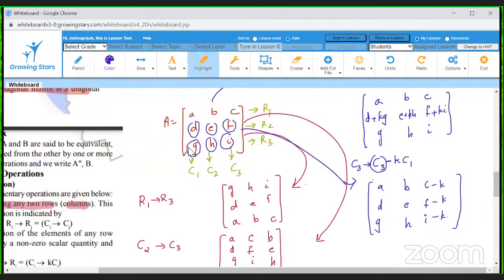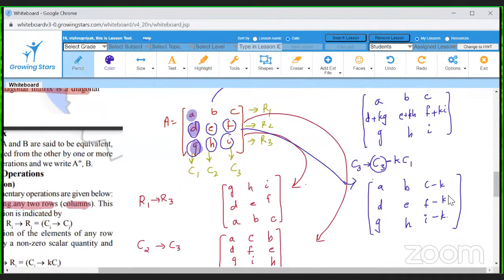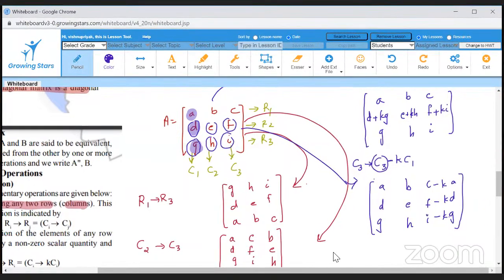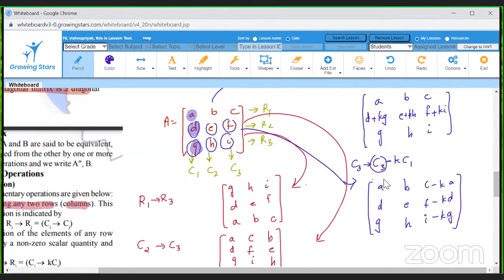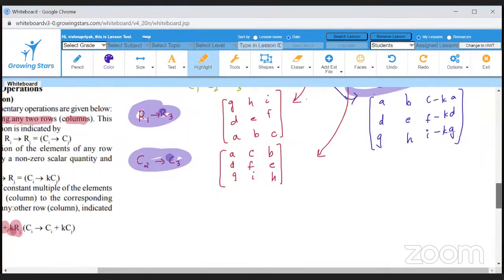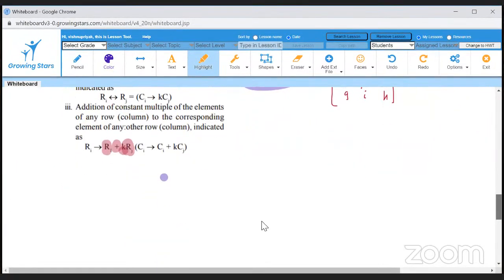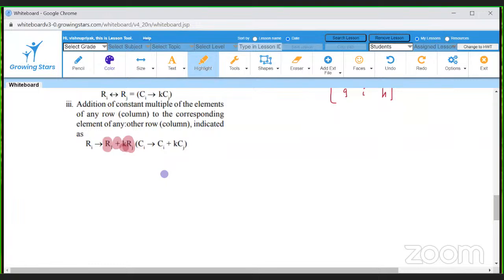What? Elements of column 1. K into A, K into D, K into G. This is how I'm changing and I'm indicating the change. I'm telling you what change I made here, what change I made here, what change I made here. These all are shortcut methods to solve the determinants. I'm telling you the shortcut method.